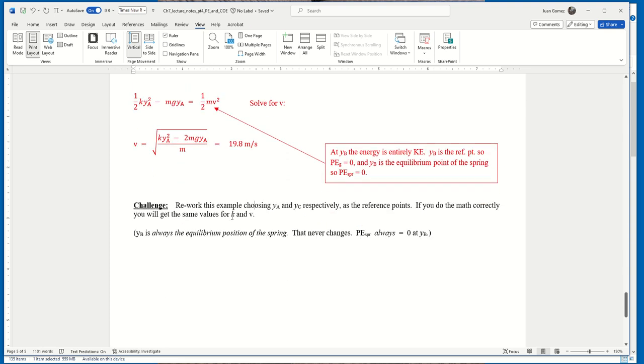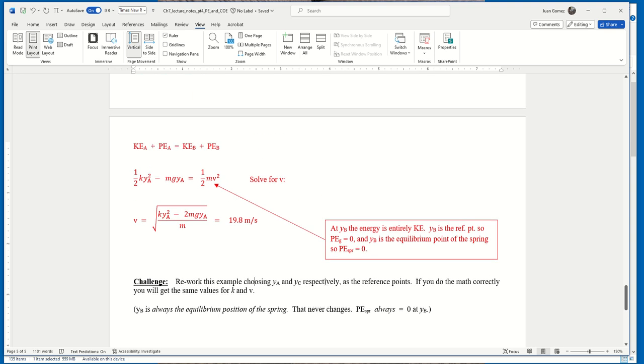Now, again, a challenge: rework this example using A and C respectively. In other words, rework it 2 more times. First time, choose YA as the reference point. Then rework it choosing YC as the reference point. And you're always going to get the same values for both k and v. Remember, YB is always the equilibrium position of the spring. That never changes. PE spring is always 0 at YB.